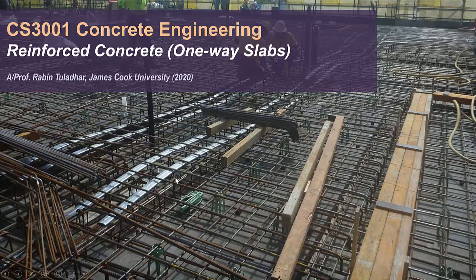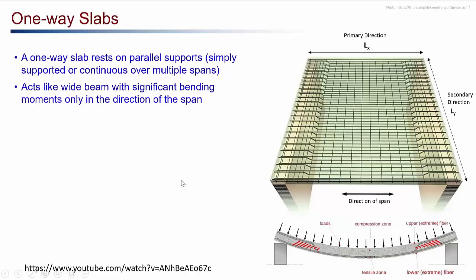In this video, we'll be looking at the design of reinforced concrete one-way slabs. A one-way slab rests on two parallel supports. It can be beams or walls. As you can see, it is resting on two parallel supports. Hence, it has bending in one direction. That means this slab has a predominant bending moment in one direction. As you can see, it is bending in this direction, and that direction is called its direction of span.